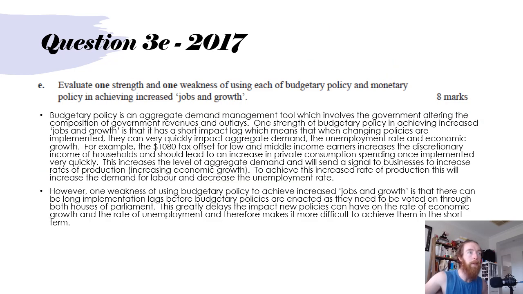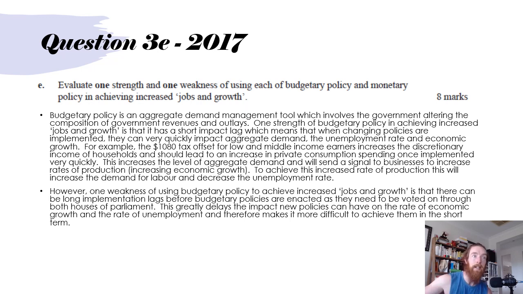So let's look at budgetary policy. Budgetary policy is an aggregate demand management tool which involves the government altering the composition of revenues and outlays. One strength of budgetary policy in achieving increased jobs and growth is that it has a short impact lag, which means that when changing policies are implemented, they can very quickly impact aggregate demand, the unemployment rate, and economic growth. For example, the $1,080 tax offset for low and middle income earners increases the discretionary income of households, which would lead to an increase in private consumption spending once implemented very quickly.